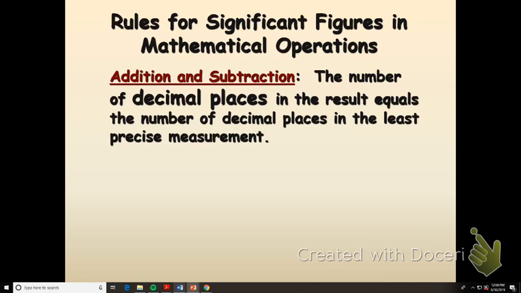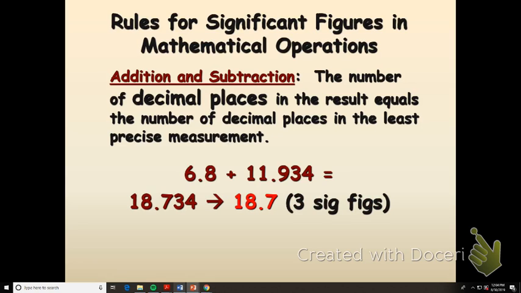Addition and subtraction, it's all about decimal places, not significant figures. It's about decimal places. So all I do is count how many numbers are after the decimal. So like in this example, I look and I'm like, okay, that's 1 after the decimal place. Well, this has 3. So I only want 1 number after the decimal because that's the least. So if I look at this, I'm like, all right, I only want 1 number after the decimal. So I'm crossing off a 3, so no rounding needed, and it's just 18.7.